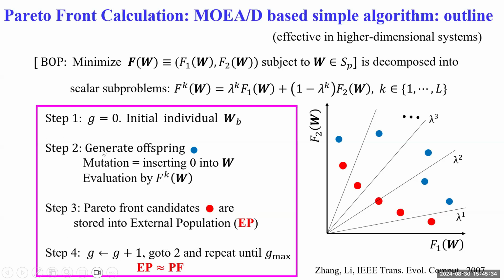And we repeat this procedure until the maximum generation limit. At this maximum generation limit, the external population gives the approximated Pareto front. Very simple outline, but this MOEA/D or some evolutionary algorithm is very effective to calculate the Pareto front.